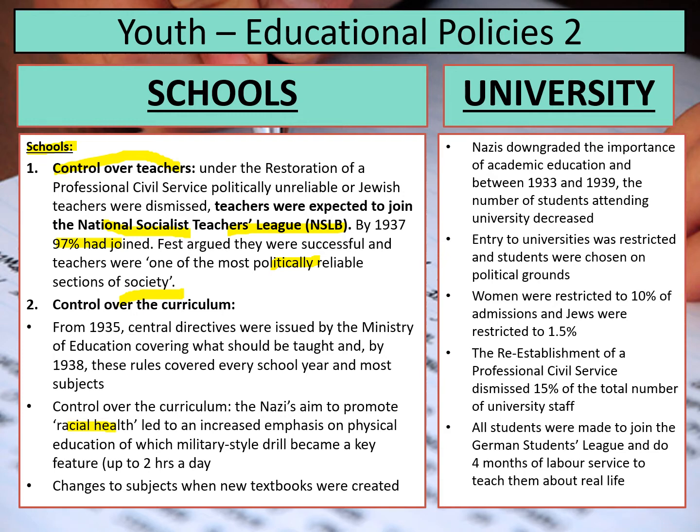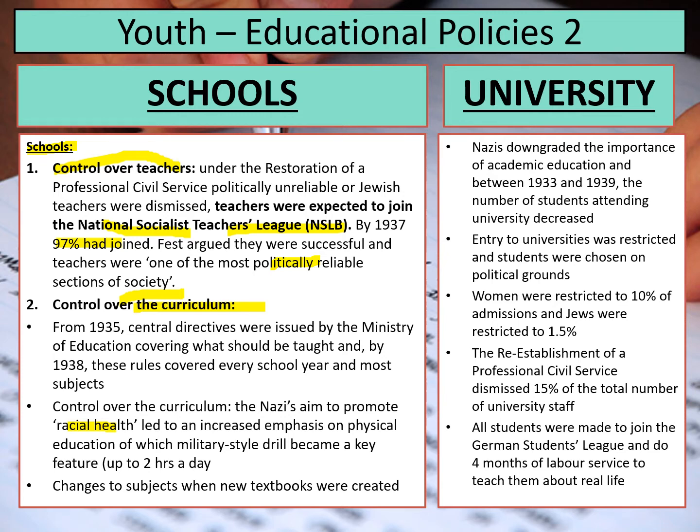When it came to things like maths, they tried to make sure they were politically loaded questions, for instance about calculating the cost of disabled care. So schools were used to try and indoctrinate German children from a young age, and they were really successful in doing this. In terms of university, the Nazis didn't really like university generally because they didn't like the idea of it teaching you independent thought.